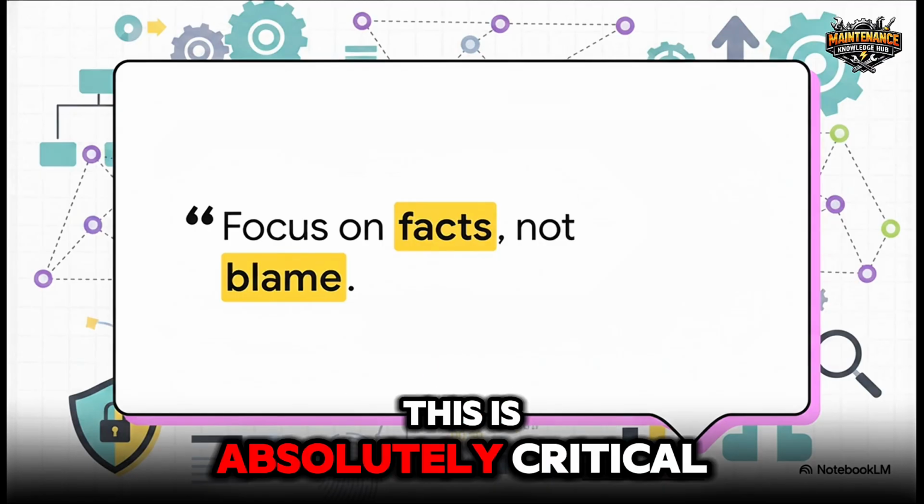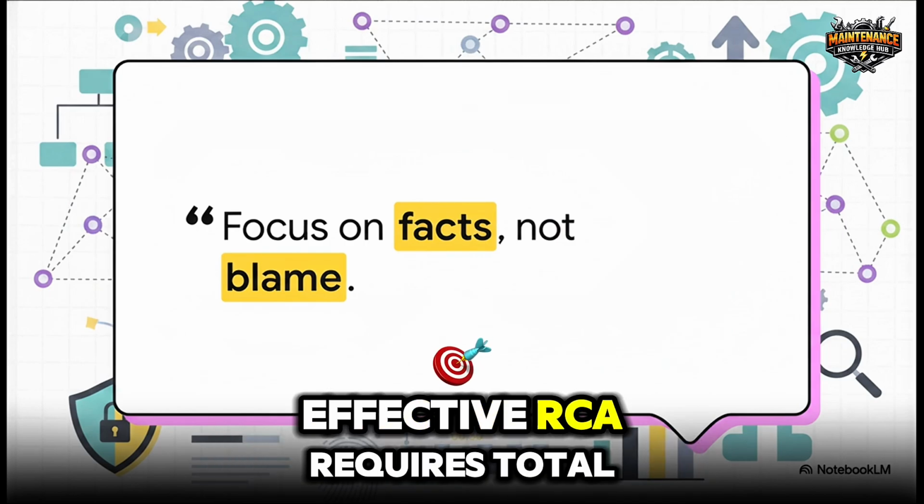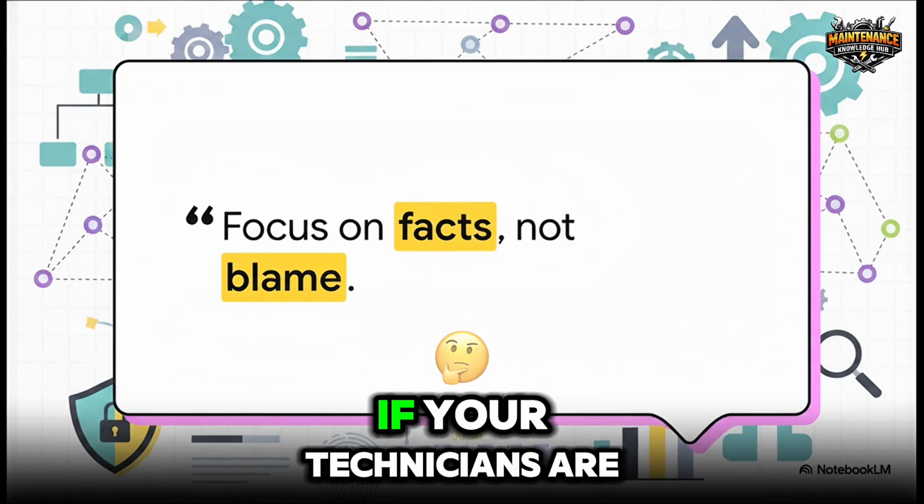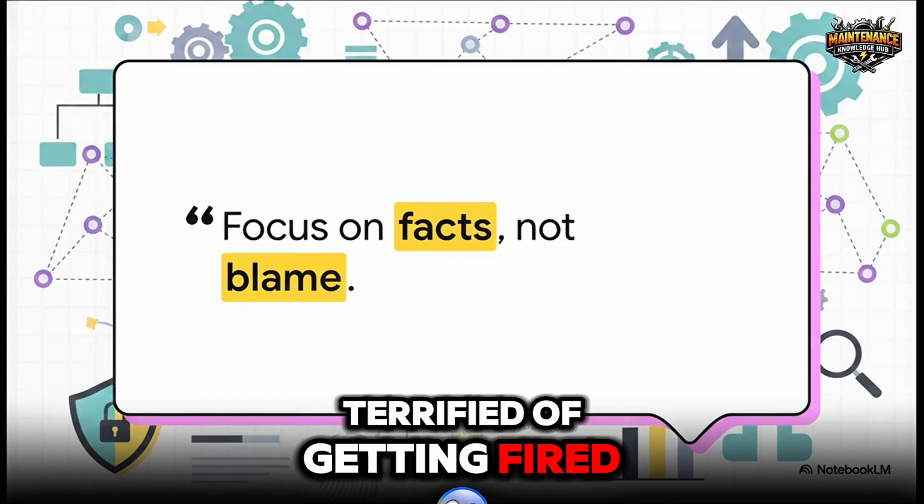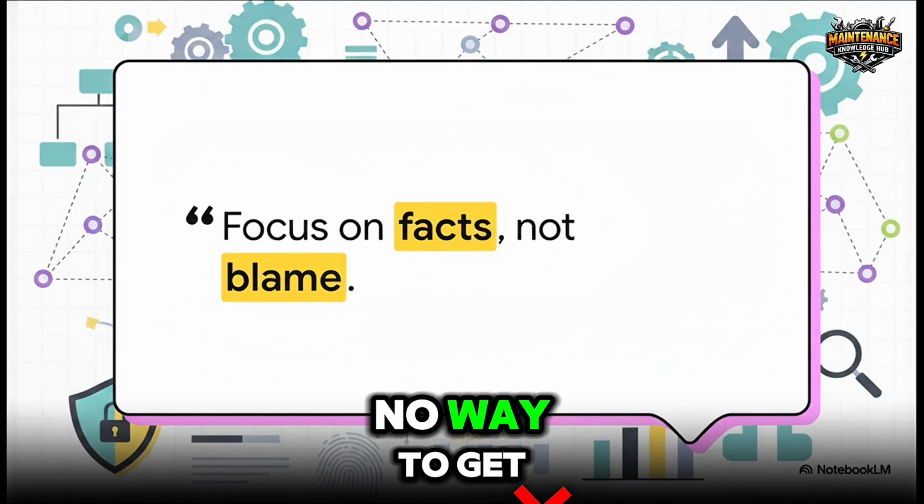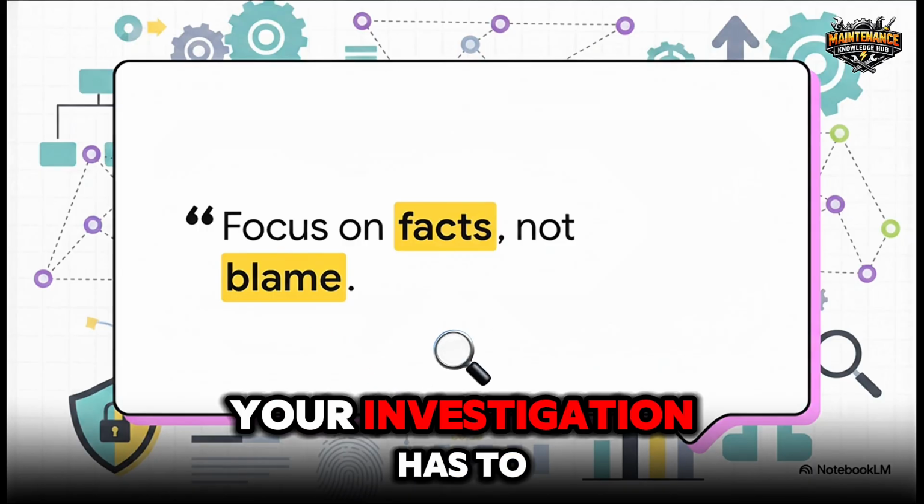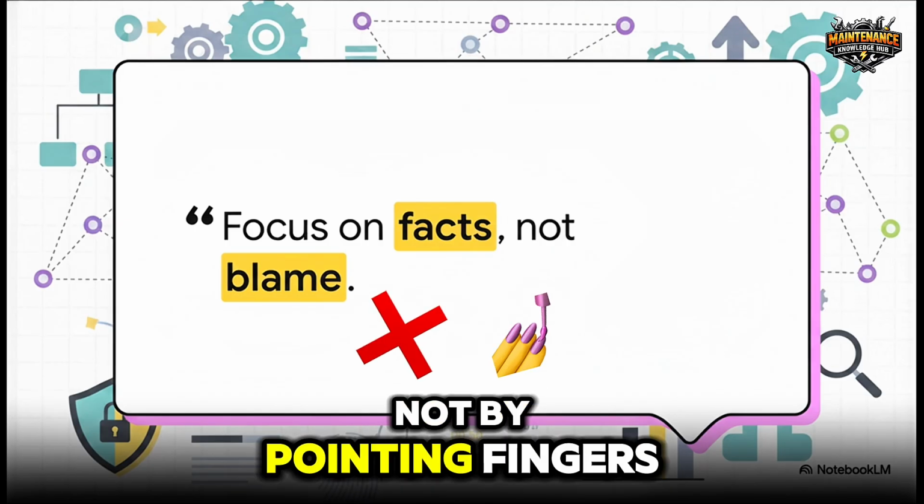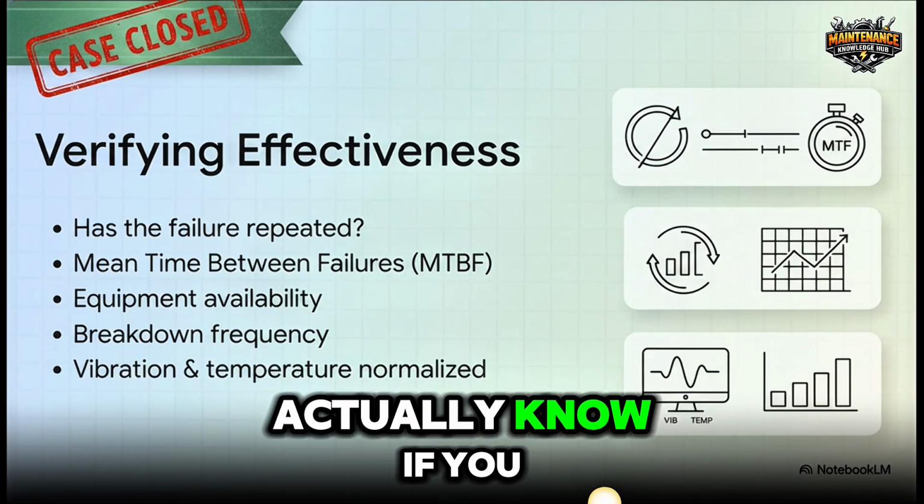This is absolutely critical. Effective RCA requires total psychological safety. Think about it. If your technicians are terrified of getting fired, are they ever going to admit they missed a step on a checklist? No way. To get to the real root cause, your investigation has to be a safe space driven 100% by data, not by pointing fingers. And how do you actually know if you nailed it?